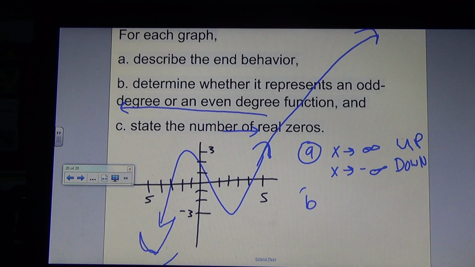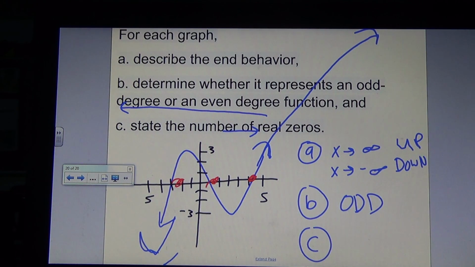Okay, part B. Determine whether it represents an odd or even degree. If they're going in opposite directions, we know that is odd. And C, how many zeros of the function do we have here? 1, 2, and 3.